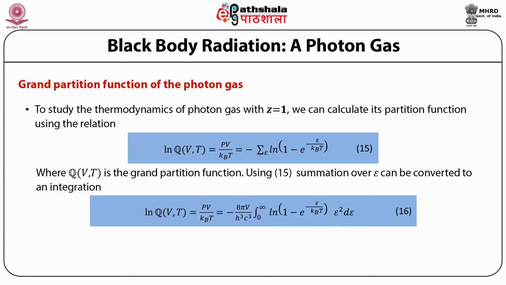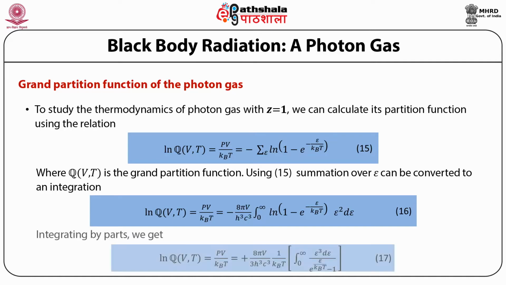Using 15, summation over epsilon can be converted into an integration, so that log of curly Q as a function of V and T is equal to PV upon k_B T, is equal to minus 8 pi V upon h cube c cube integral from 0 to infinity log of 1 minus e raised to power minus epsilon upon k_B T, epsilon square d epsilon. Integrating by parts, we get log of curly Q equal to PV upon k_B T, is equal to plus 8 pi V upon 3 h cube c cube, 1 upon k_B T, integral from 0 to infinity epsilon cube upon e raised to power epsilon by k_B T minus 1 d epsilon.